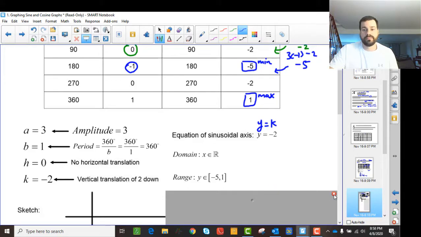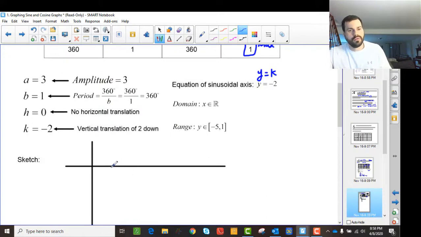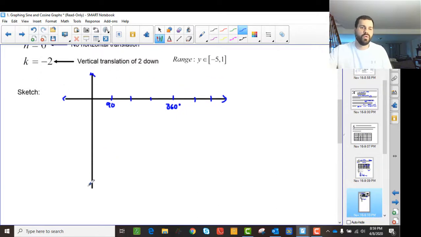And then I have to draw a sketch. And again, to draw the sketch, I'm going to look at x. It's going up by 90, so I'm going to go 90, 180, 270, 360. Okay, and then a couple more. And then the y values, the minimum is minus 5 and the maximum is 1. So I'm going to go up by 1, but here's 1 in my y. And then I'm going minus 1, minus 2, minus 3, minus 4, minus 5. So there's minus 5, here's minus 2.